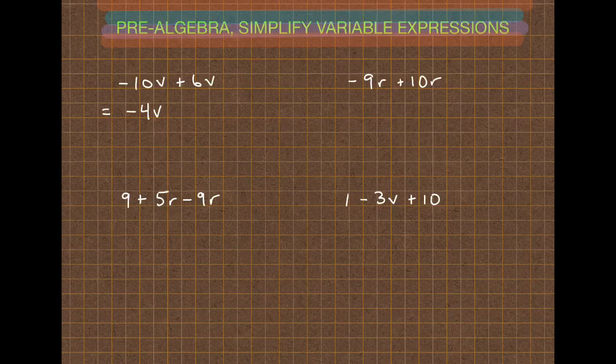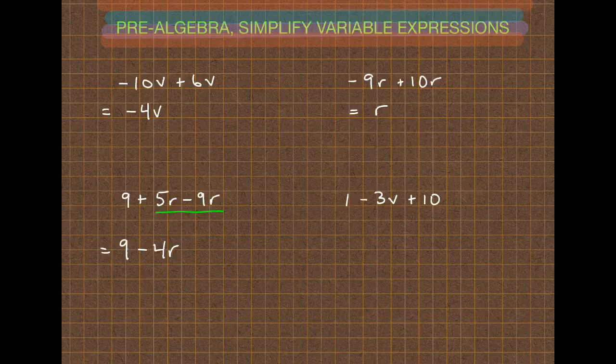Next problem, -9r plus 10r. That's going to give us a +r, +1. We could just write that as r. Okay, 9 plus 5r minus 9r. So we kind of separate these from the constant. So we have the +9. And then 5r minus 9r gives us -4r.